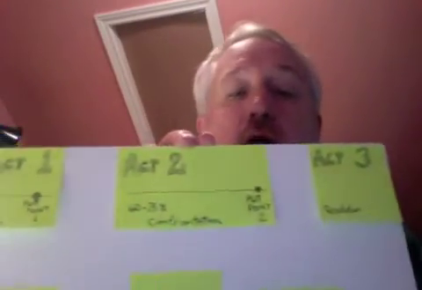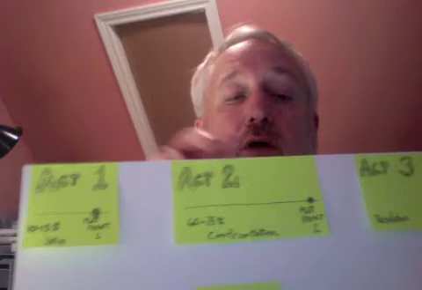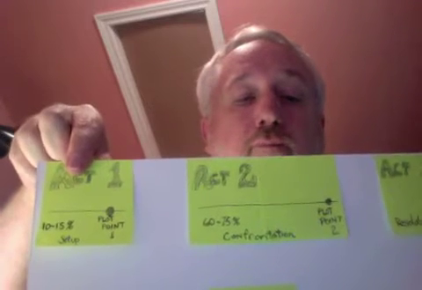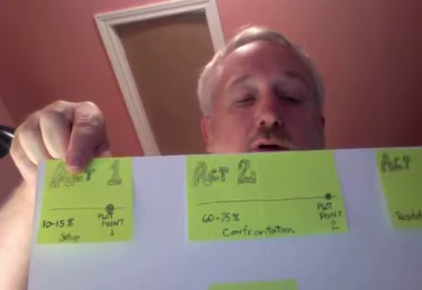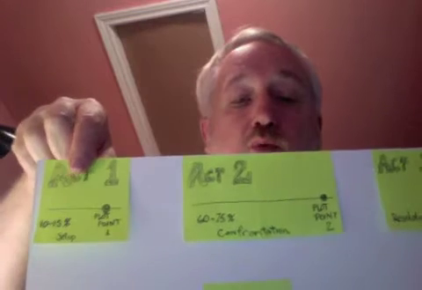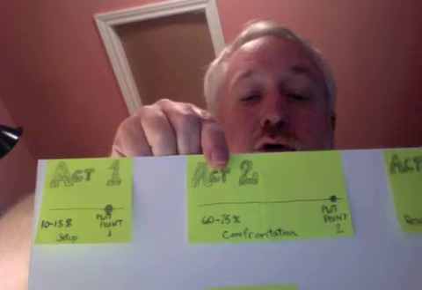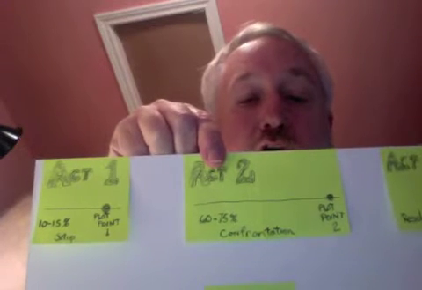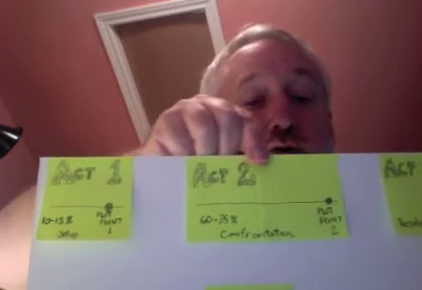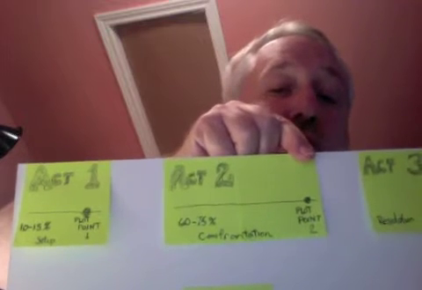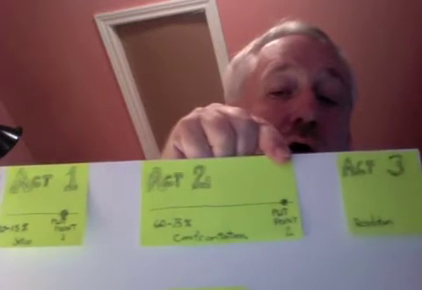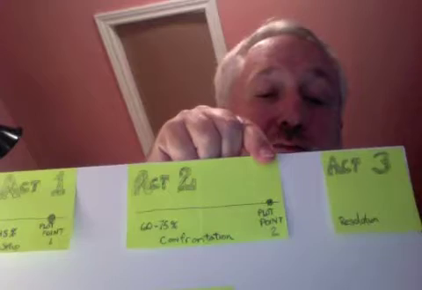Here's another way to look at it. You've got Act 1, which is the setup. Plot point 1 happens in Act 1. Act 2, which is 60 to 75% of your story, is the confrontation. And it's not until you get well into Act 2 that you get plot point 2. Act 3 is the resolution.